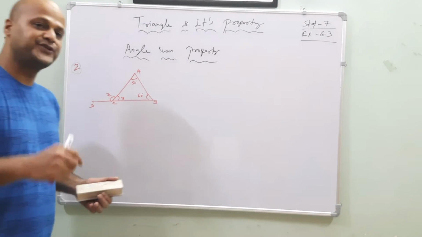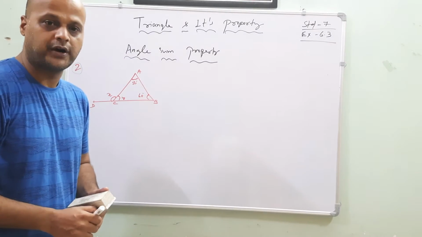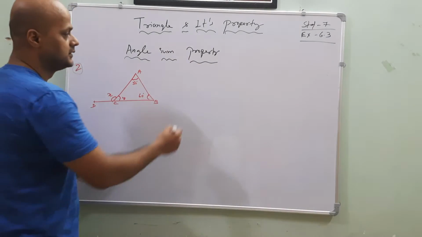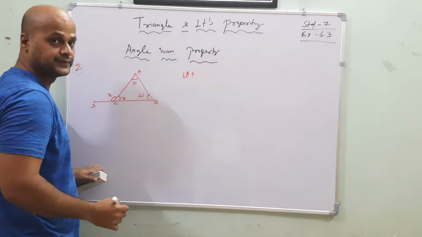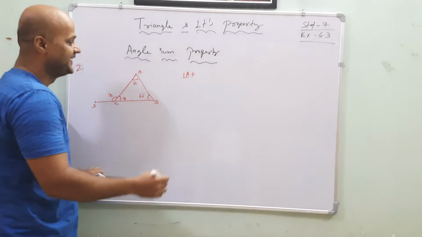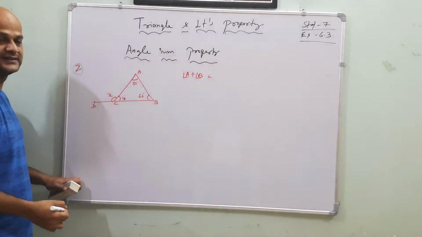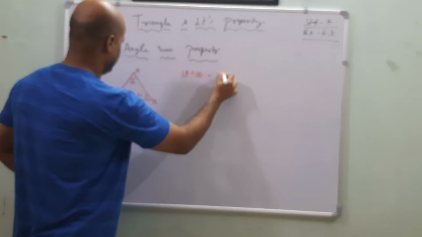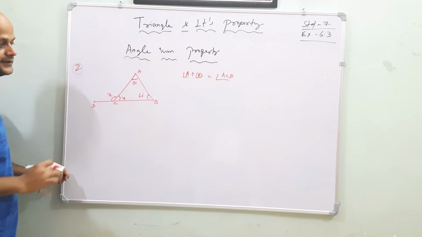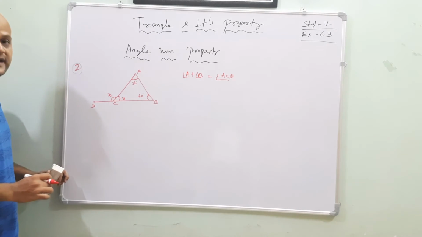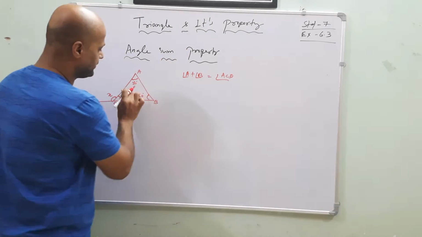Now, by using the previous lesson property, that is 6.2, what is that? Angle A plus angle B is equal to how much? It is equal to angle ACD. Okay. Now how much is it? 50 plus 60, how much?